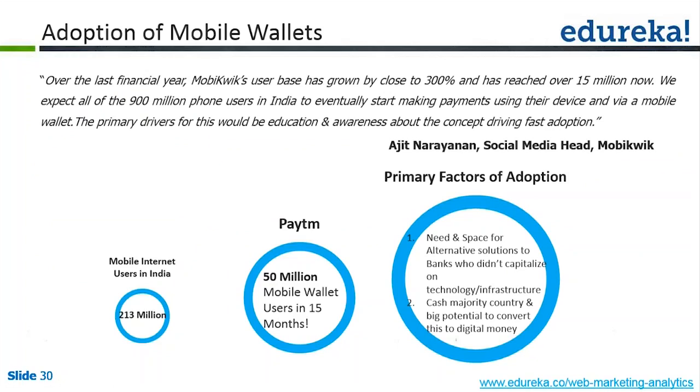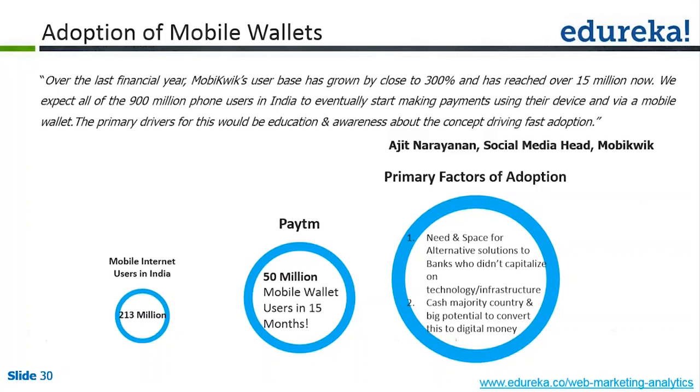So Ajit Narayan, who was a social media head for Ubiquitous, which is one of the fastest growing payment solutions providers, says that the user base of MobiKwik has grown by close to 300%, and all this started only a couple of years back, mind you. And he says he wants to convert pretty much the entire 900 million phone users in India to start making payments using a mobile, right? He also admits that there is a need for education and building awareness about this whole concept. Some numbers: 213 million mobile internet users in India, out of which Paytm claims to have captured 50 million in the first 15 months of operations, right?